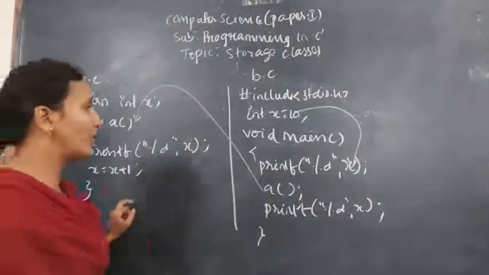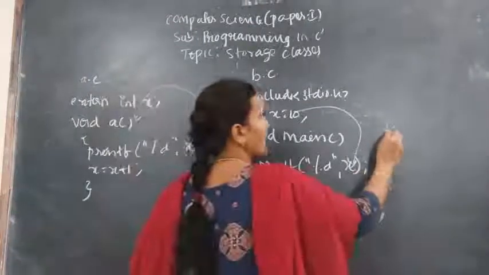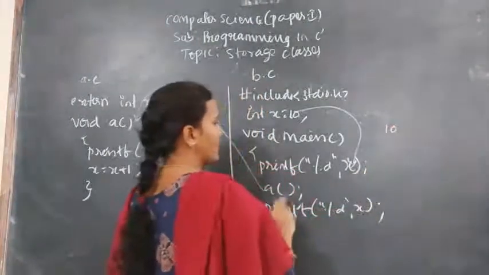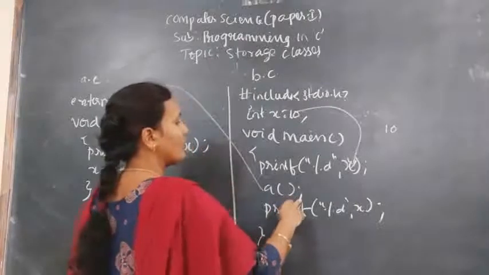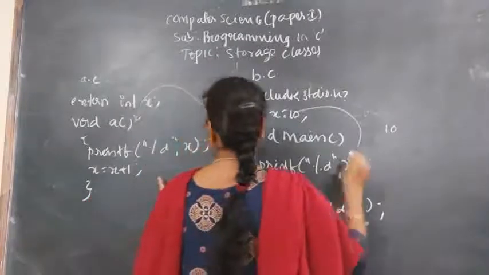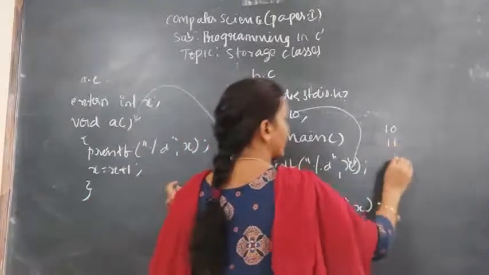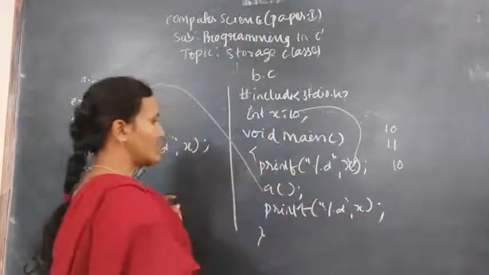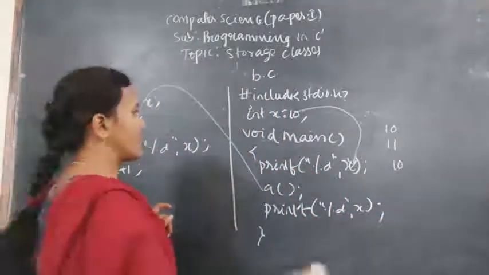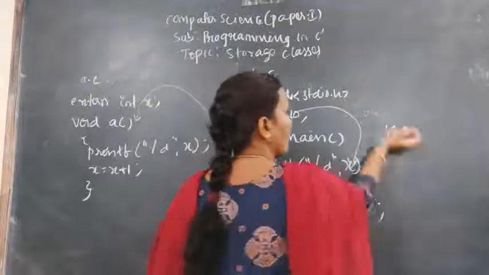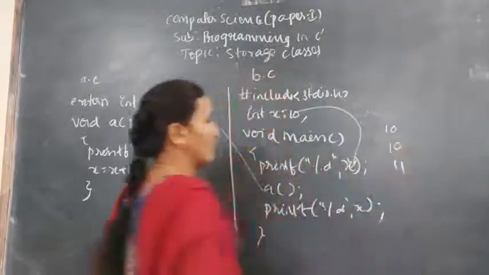Okay, so now here first you will get 10. Next, a is executed. What is the output here? x plus 1, 11. Next 10 you will get. Not 10. First 10 you will get. First 10, next 10, next 11 you will get.